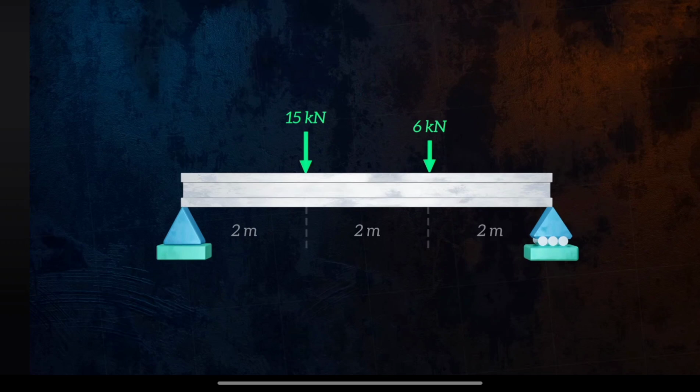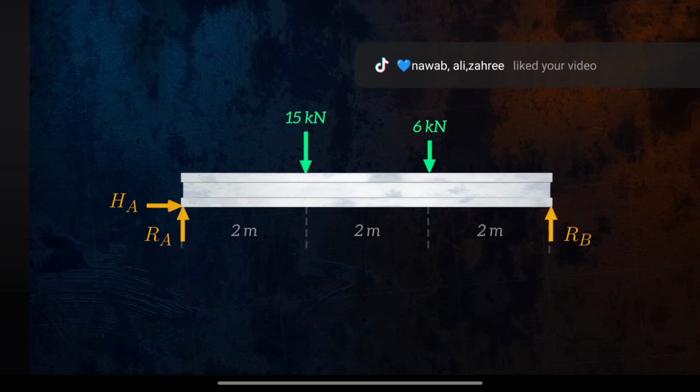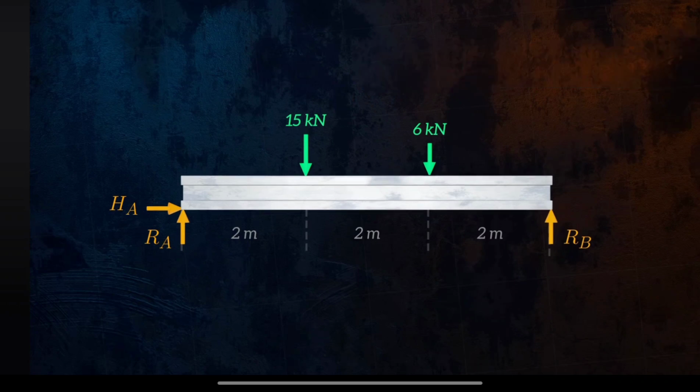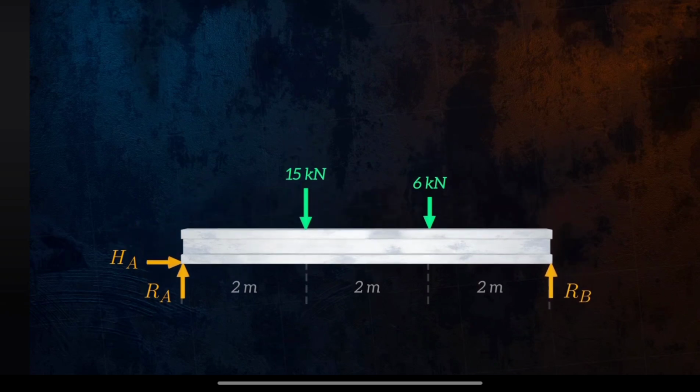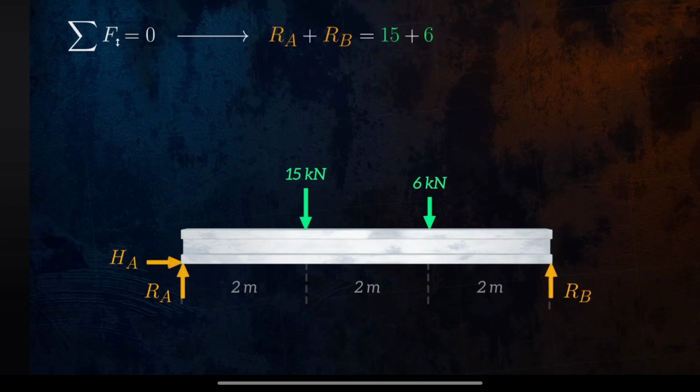First, we draw the free body diagram. We can then use the equilibrium equations to determine the unknown reaction forces at point A and point B. The sum of the forces in the vertical direction is equal to 0, so RA plus RB is equal to 15 plus 6. Because HA is the only horizontal force, it must be equal to 0.